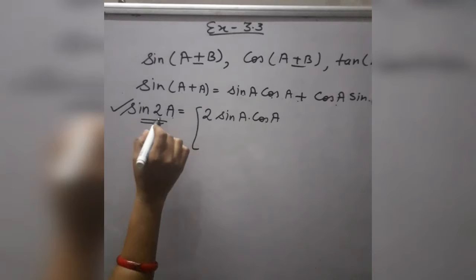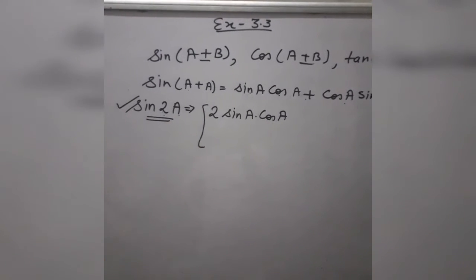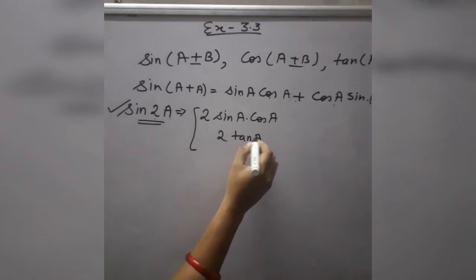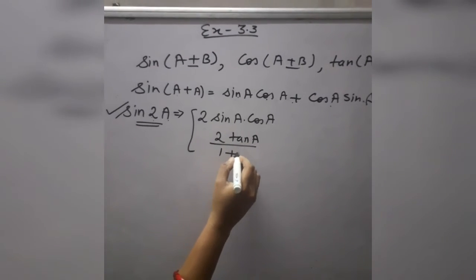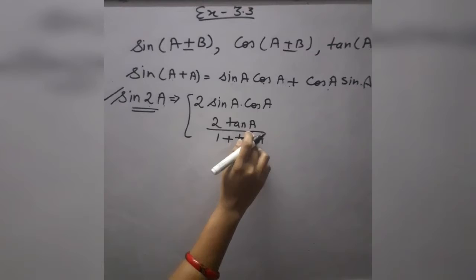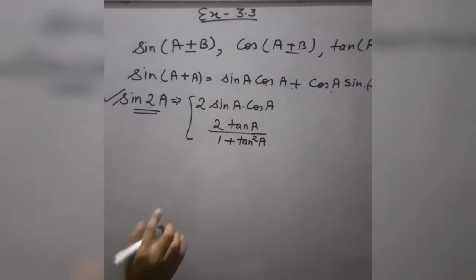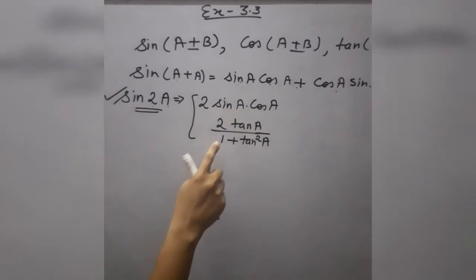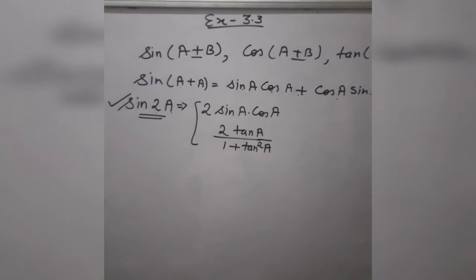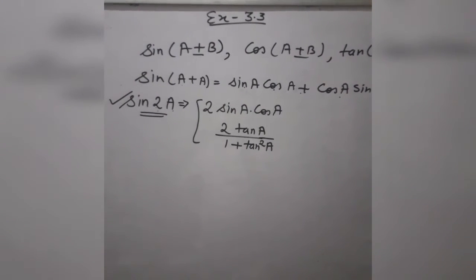One more formula is there for sin 2A in terms of tangent, that is 2 tangent A divided by 1 plus tan square A. You will learn both these formulas for sin 2A. This is the formula in terms of sin and cos. This is the formula of sin 2A in terms of tangent: 2 tangent A divided by 1 plus tan square A.